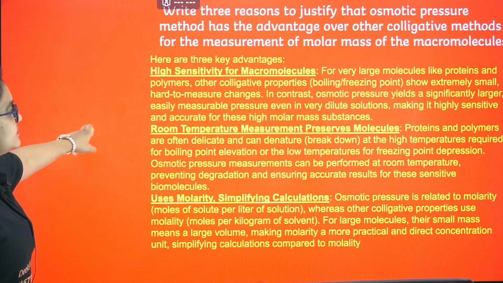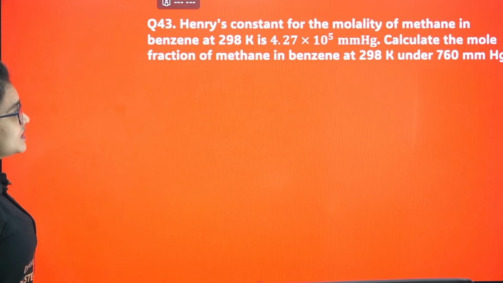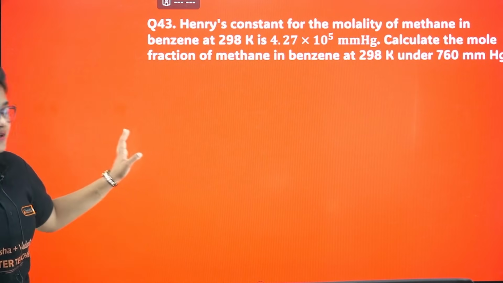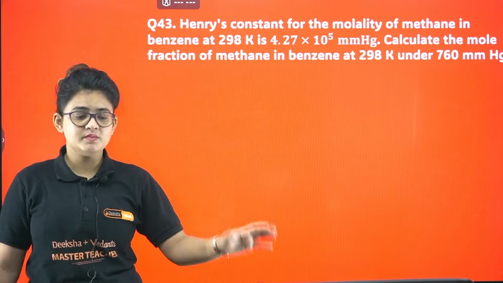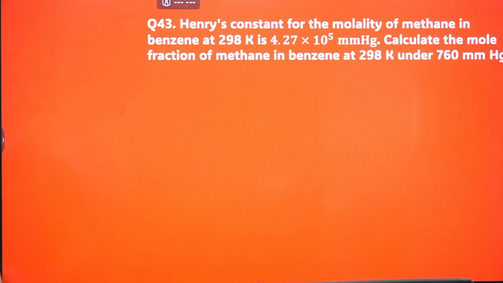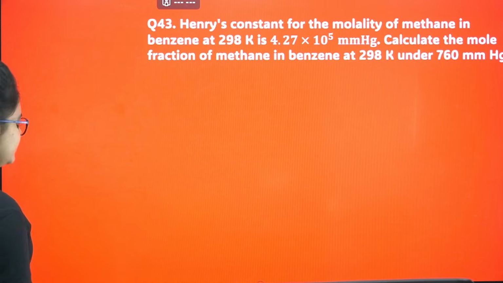Let's proceed further. Here come a few questions. Numerical problems we will discuss, from the model papers. First question: Henry's constant for the molarity of methane in benzene at 298 Kelvin is given. Calculate the mole fraction of methane in benzene at 298 Kelvin under 760 mm of Hg. Fine. So let's proceed. At first we will see what is given to us.